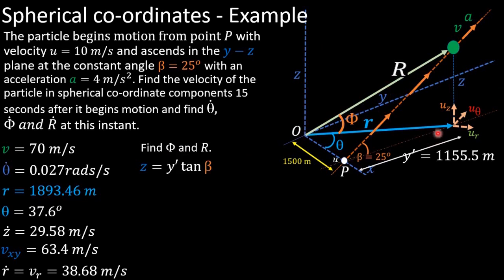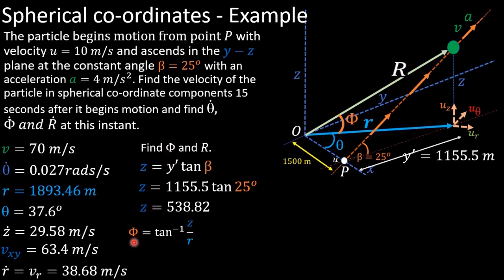So I can find z. I can find z here because I know y prime is 1155.5 meters, so I can apply trigonometry. If I substitute y prime into there, put that into my calculator, I get z equals 538.82 meters. I can then find phi. The opposite side to phi is z, and the adjacent is r. We just found z, and we found r previously, so substitute those in, and I get phi equals 15.88 degrees.